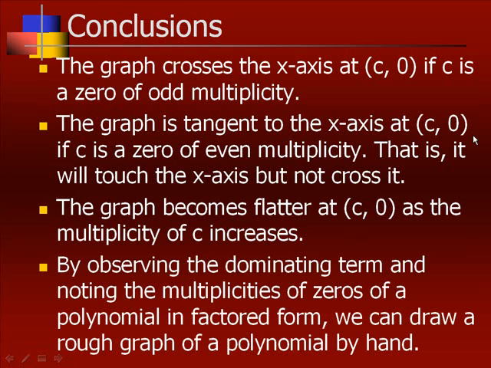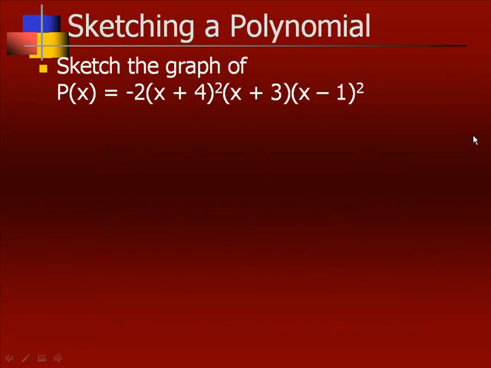Now, by observing the dominating term and noting the multiplicities of zeros, we can draw a rough graph of a polynomial by hand. So, looking at this, we know that the degree would be x to the second times an x squared. So there's an x squared, another x, and an x squared. So we know that the degree of this one is going to be 5.